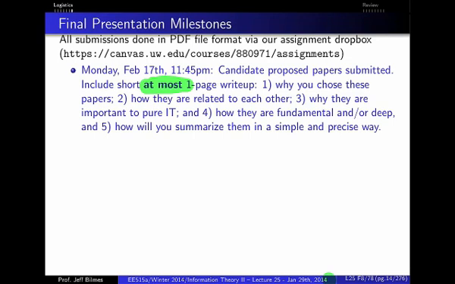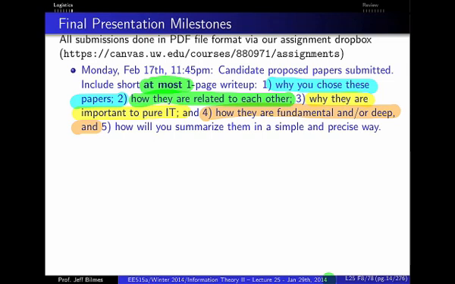And then what you should have in that one page write-up is, number one, why you chose these papers. And I'd like to see these bulletized answers. Number two, how they are related to each other. Number three, why they are important for pure information theory, and number four, how they are fundamental and deep. What does deep mean? It means many layered.